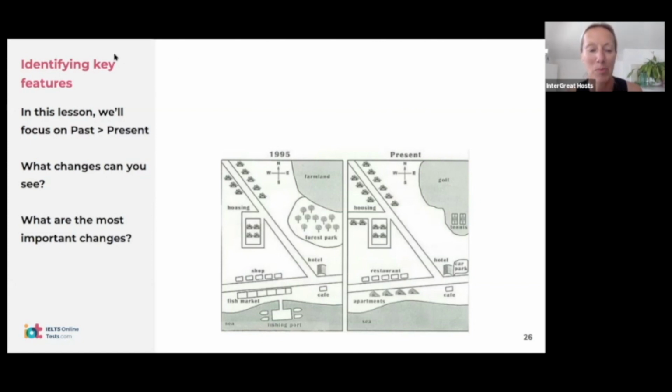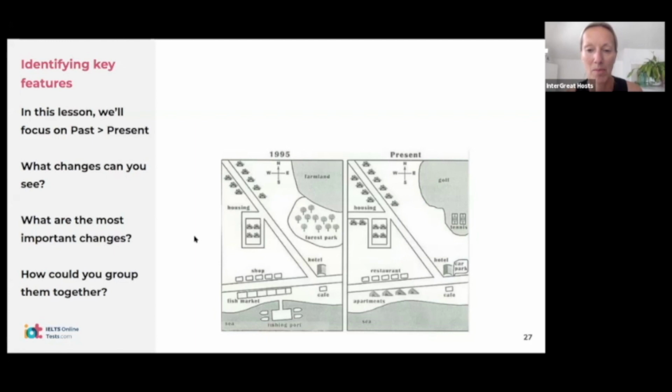What are the most important changes? What are the main changes, would you say? I think some of you spotted that at the beginning. I think the forest park, okay, that's been removed. That's a big change. Anything else? Housing development. Yeah, so there are more houses. There's apartments down here, so more housing here. Forest park, yeah, that's gone. Fishing port has gone, yes. So I would say they're the main changes. Less green space, yeah. Farming area has been removed.